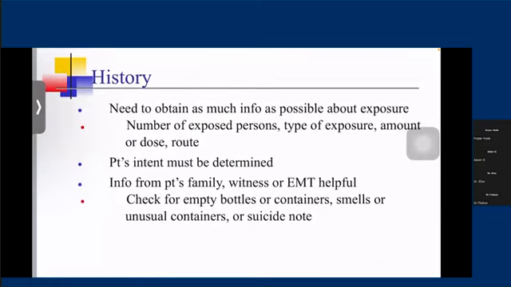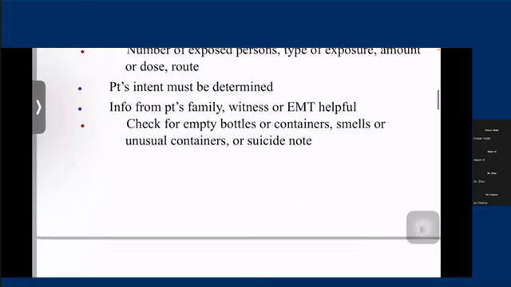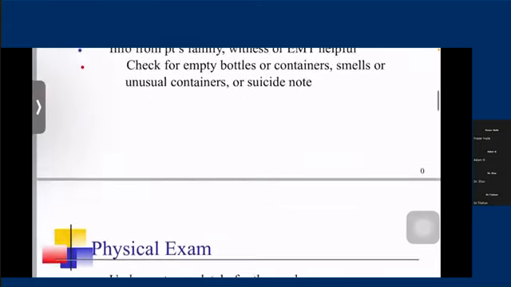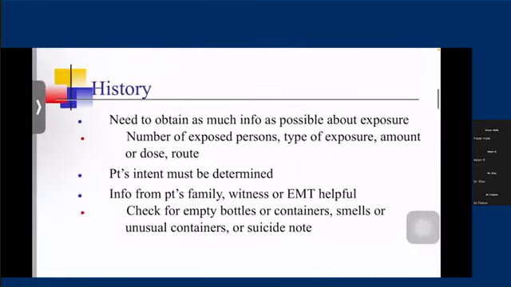So after you resuscitate, after you secure the ABC of life, the next step is to look for the specific poisonous agent. To clear out the poisonous agent, we need to take a good history, do a physical examination, and follow some protocols, which we'll discuss in a few minutes.